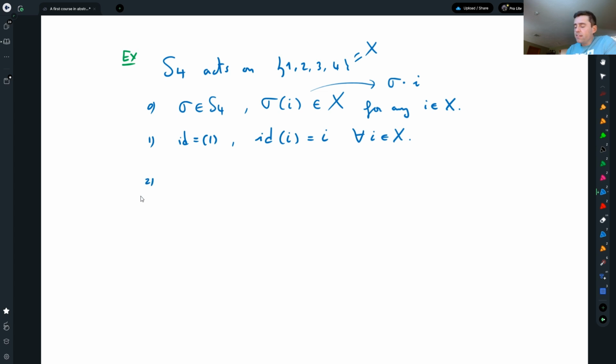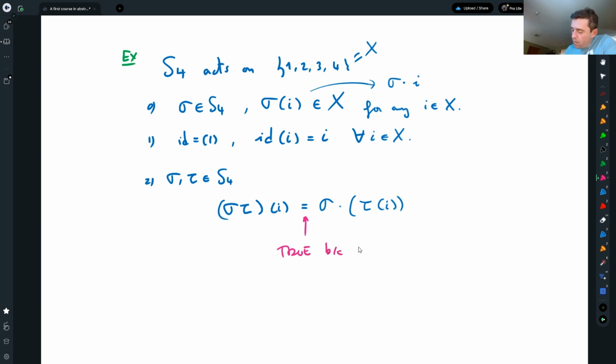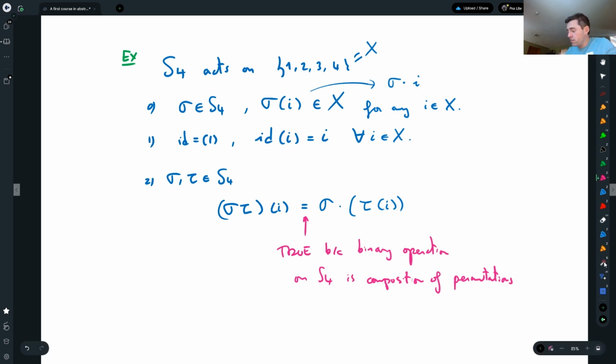So it works. And second, let's see, if I have a sigma and a tau, let's say in S4, is it true that sigma tau acting on i is the same as sigma acting on tau acting on i? And this is true simply because the multiplication, the binary operation on S4, is composition of permutations, or of automorphisms of X, or symmetries of X. So because it is composition, this is precisely how composition works. So this is the composition of sigma and tau, and this is the composition of sigma and tau. So it works. Okay, okay, and okay.